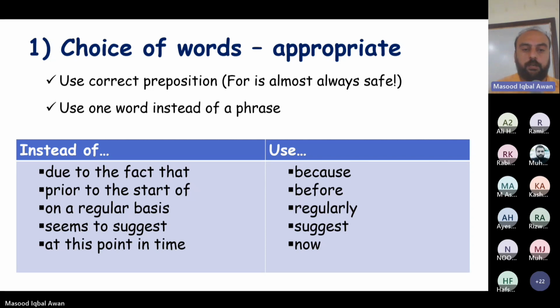And we can use just one word instead of a whole phrase. For example, "due to the fact that" and "because" mean the same thing. So instead of writing many letters, we can just write fewer. This will make our writing brief as well as clear.